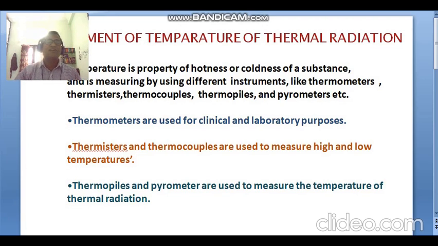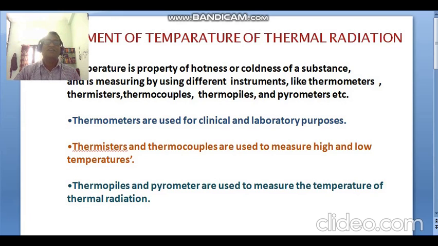Similarly, thermocouples. Couple is nothing but a pair. This thermometer consists of a pair of metals. The two metals are joined together, and this metal junction is connected to the circuit. The thermocouple consists of a sharp edge. This sharp edge is kept on the surface of the body or the substance, and the temperature can be measured.